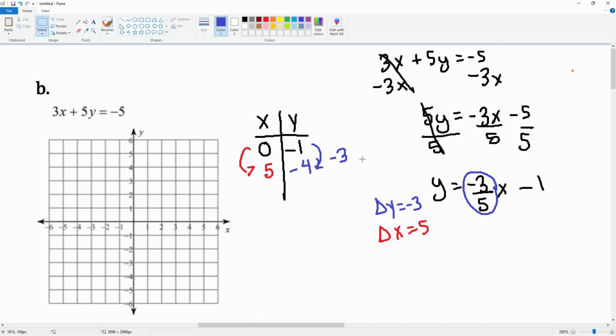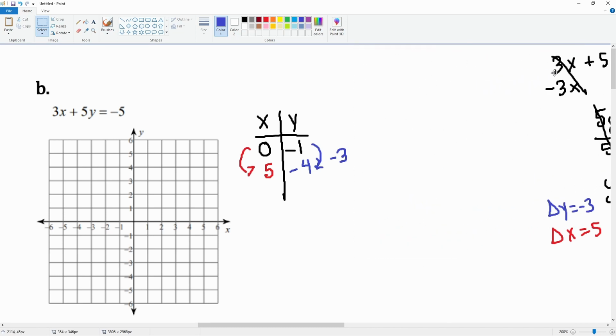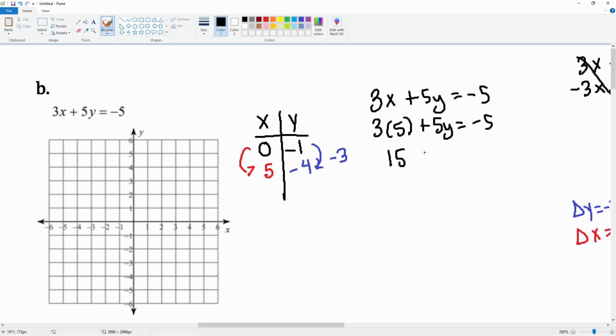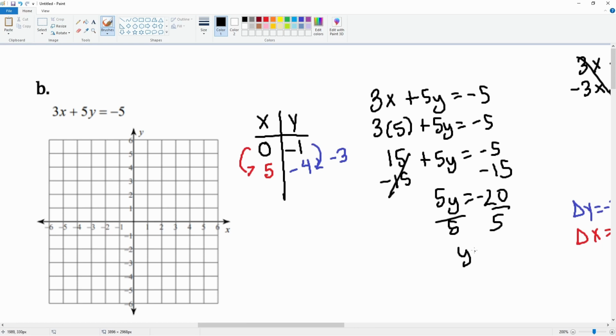This means, check this out, if I actually test x equals 5, it should work. Let me show you. 3x plus 5y is equal to negative 5. I plug in a 5 for the x. 3 times 5, which is 15, plus 5y is equal to negative 5. Minus 15 to both sides. This cancels, leaving with 5y is equal to minus 20. Divide by 5 to everything, you get y is equal to negative 4.